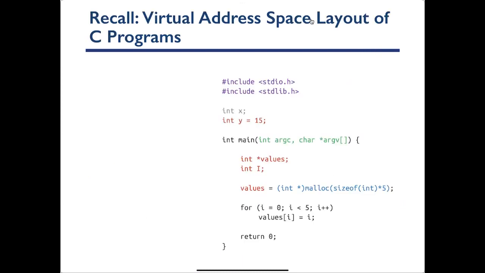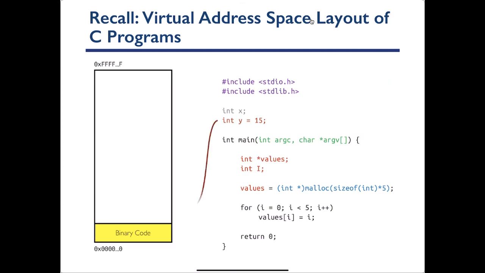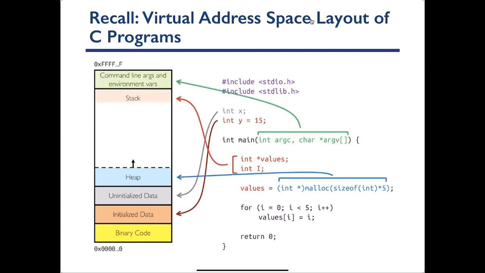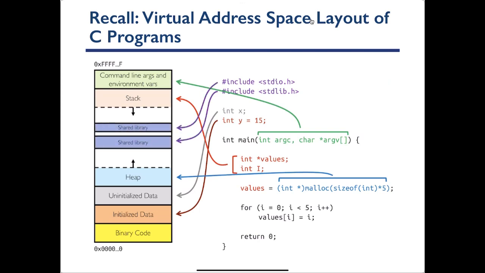Now let's look again, as a recall, at the address space and address layout of a C program. So the binary was at the bottom, initialized, uninitialized, then the heap, the environment variables, and the stack. And then eventually it was the shared library. So as you can see here, this is where the operating system is going to bind the shared libraries.